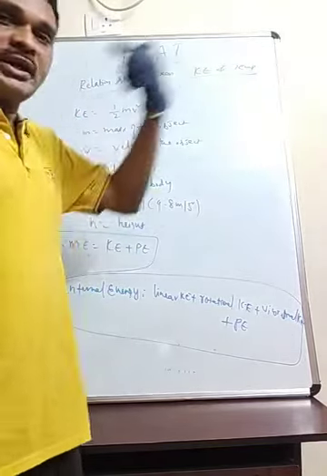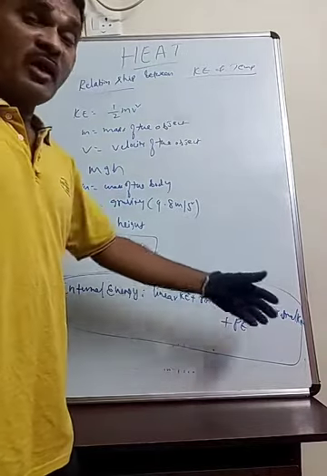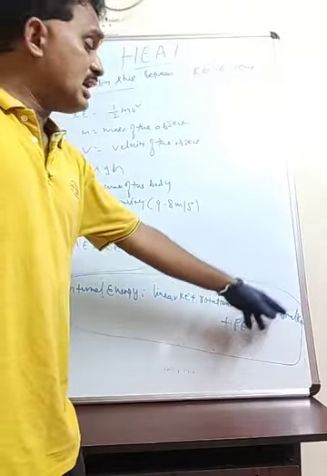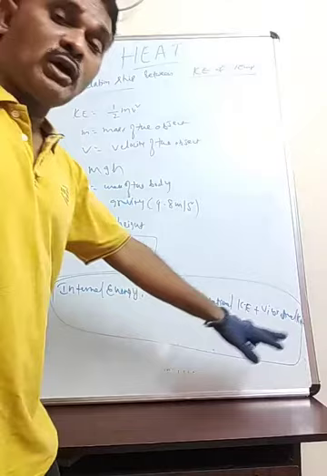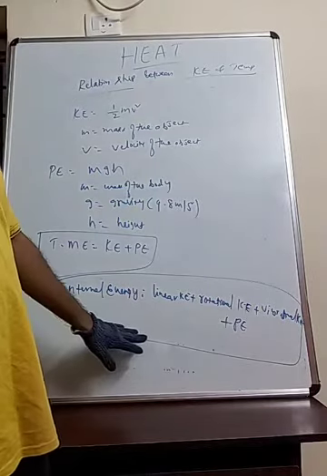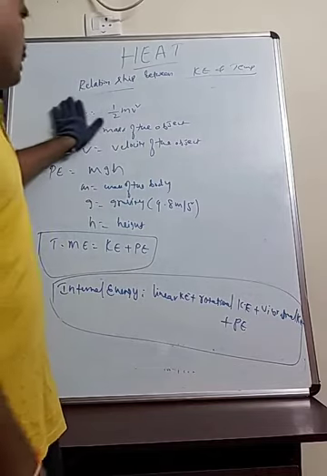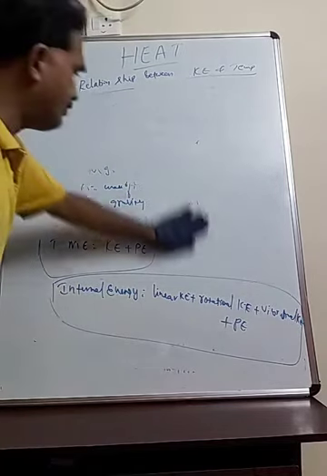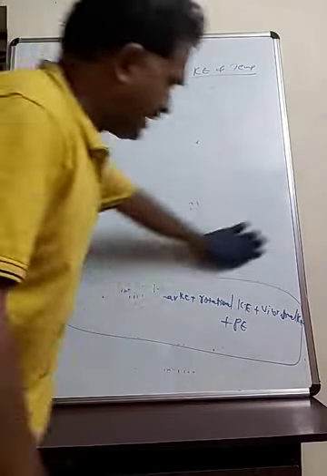If an object is in rotation, it attains rotational kinetic energy. If the object is vibrating, to and fro motion, it has vibrational kinetic energy. And if the object is at a certain height, it also attains potential energy. The sum of all these is called internal energy. So this is all about kinetic energy and potential energy. Now we come to the relationship between kinetic energy and temperature. This will be explained with an activity.